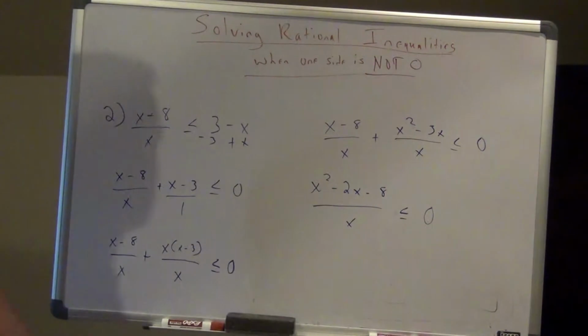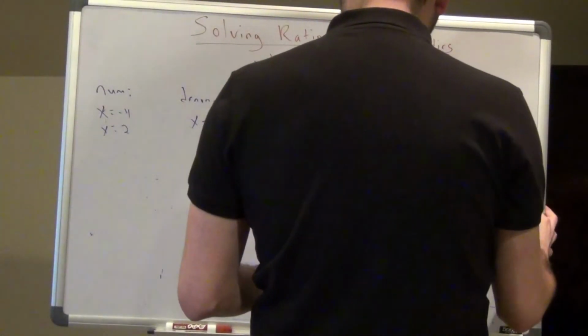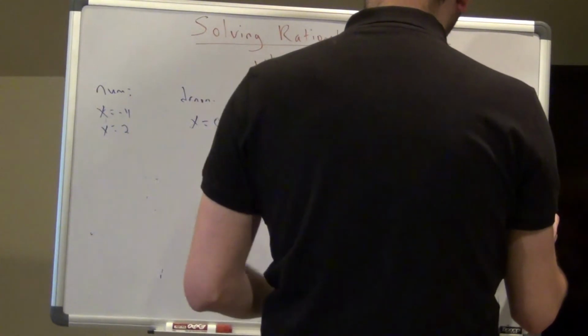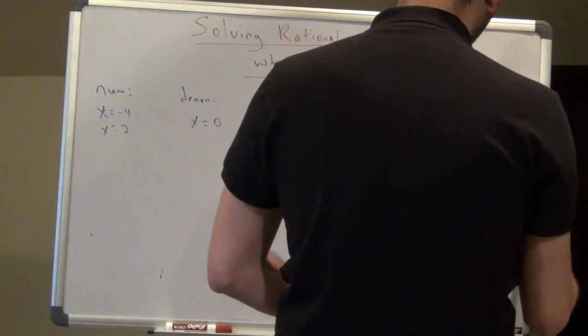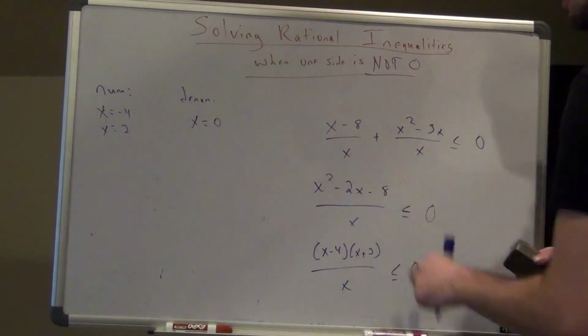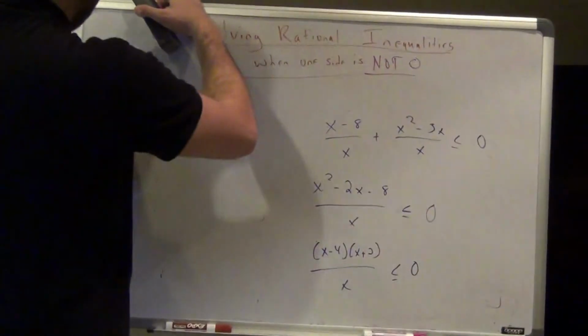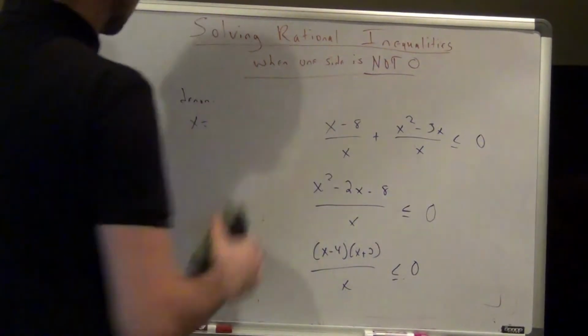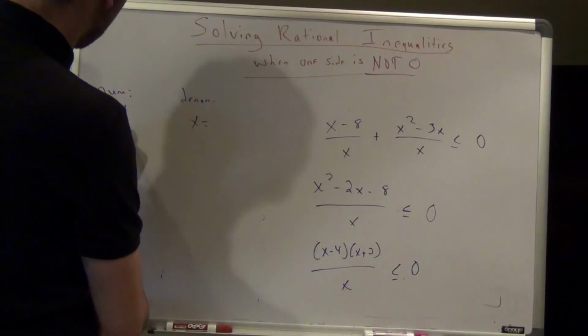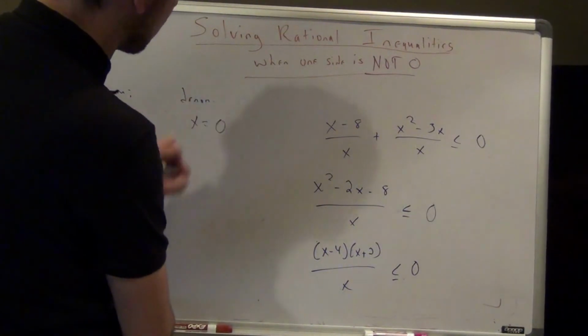All right. Factor. So I get (x minus 4)(x plus 2) over x is less than or equal to 0. Right? Because negative 4 times 2 is negative 8, and negative 4 plus 2 is negative 2. So my numerator is going to equal 0 at 4 and negative 2, and also my denominator is going to equal 0 at x equals 0.